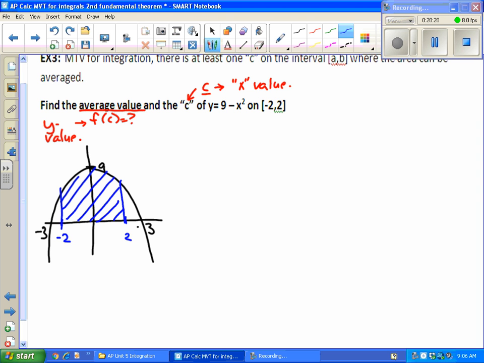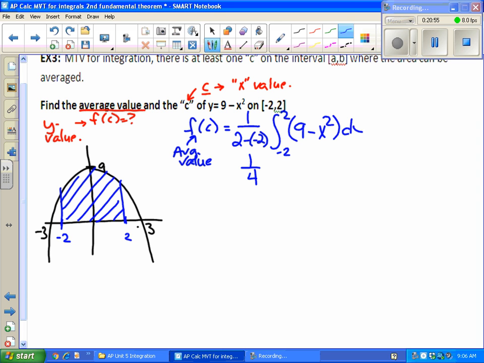Okay? All right, so first of all, it says find the average value. We got that. So how do we find the average value? The average value is 1 over b minus a, which obviously what's 2 minus -2? 4. So that would be 1 over 2 minus -2, which is actually 1/4. Yeah. Integral from what? -2 to 2 of the function 9 minus x squared dx.